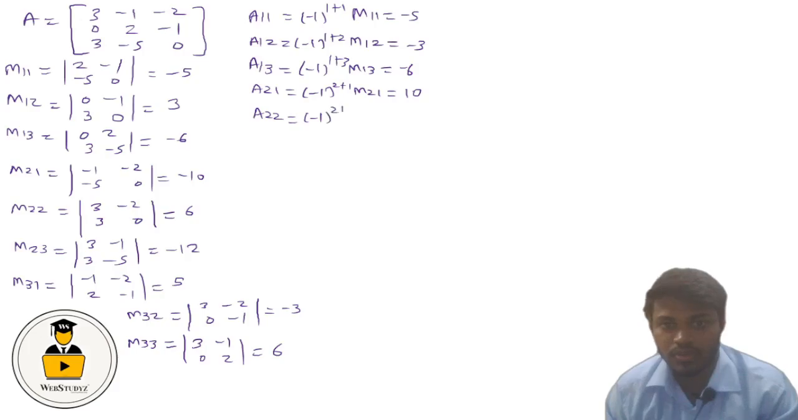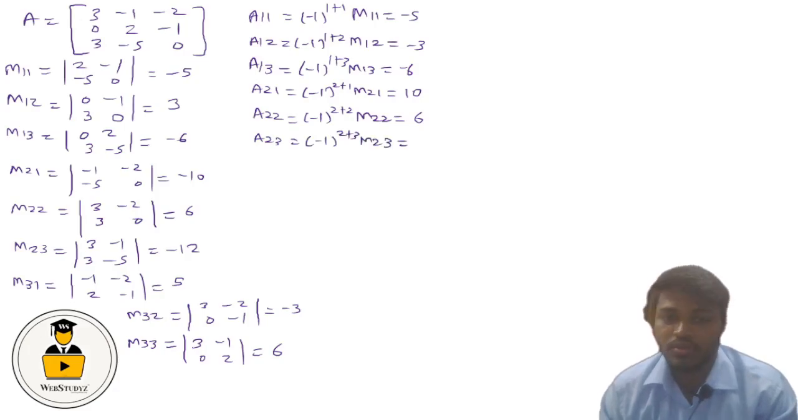A22 will be minus 1 raised to 2 plus 2 M22. Now M22 is 6. So 6 into 1 will be 6. A23 will be minus 1 raised to 2 plus 3 M23. Now M23 is minus 12 and minus 12 into minus 1 is plus 12. Then A31 will be minus 1 raised to 3 plus 1 M31. M31 is 5, so this will be plus 5.